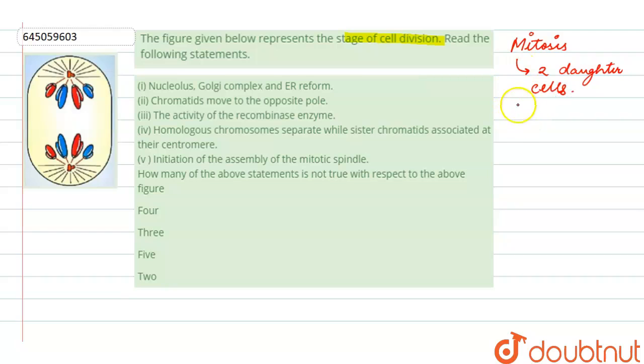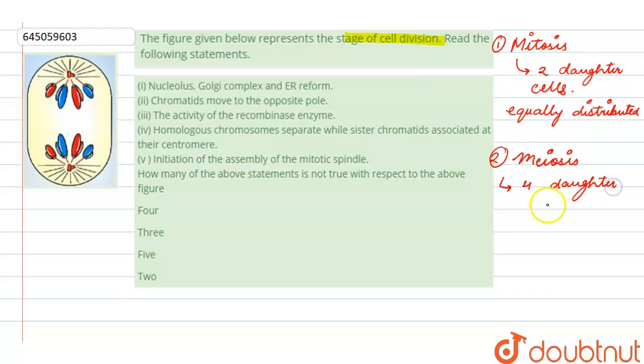and the chromosome number is equally distributed between the two daughter cells. And the second type of division is meiosis. In meiosis, four daughter cells are formed and the chromosome number is halved. Alright. Now, we can divide both mitosis and meiosis into four stages.